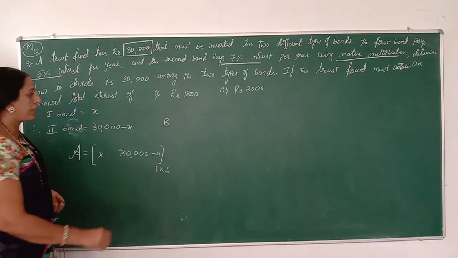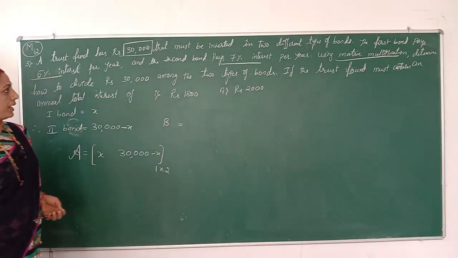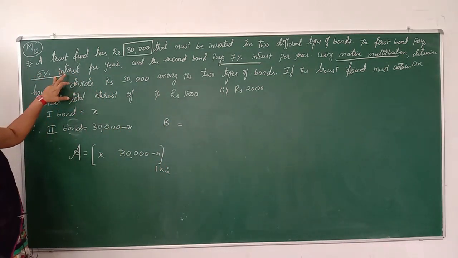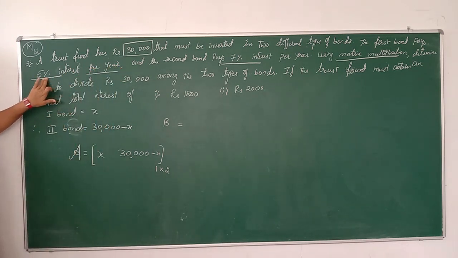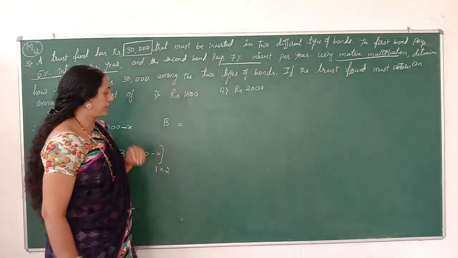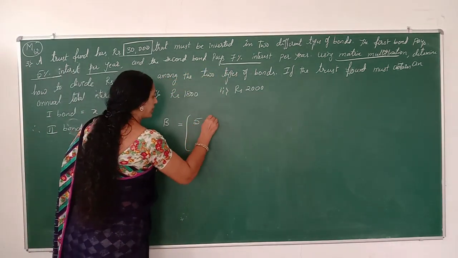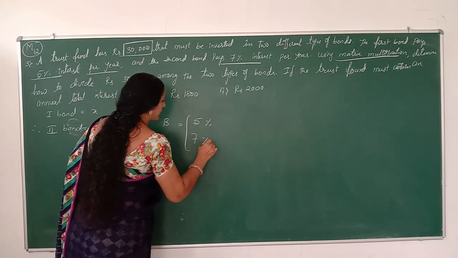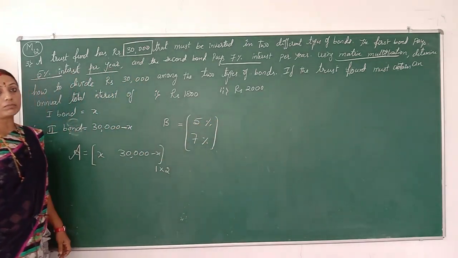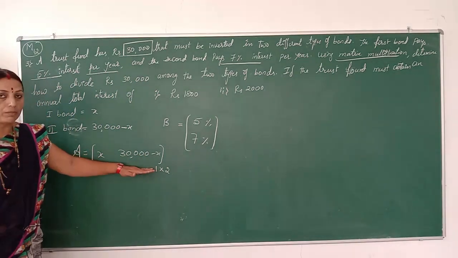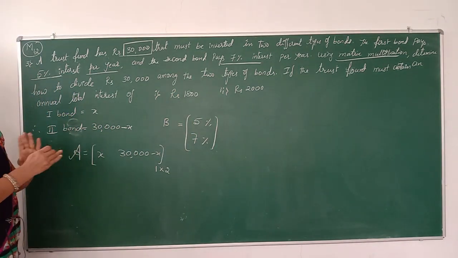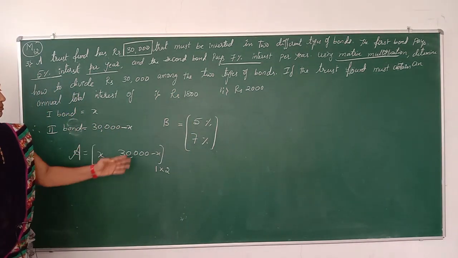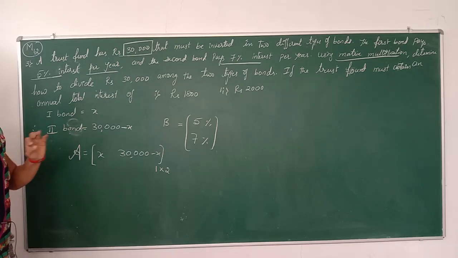Similarly, B is another matrix, which gives the interest per year. In the first bond, the interest is 5% for the year, and the second one is 7%. So 5% and 7% are represented in the column matrix. A is represented as a row matrix, and B as a column matrix. If we interchange them, A as a column matrix and B as a row matrix, both would be possible.